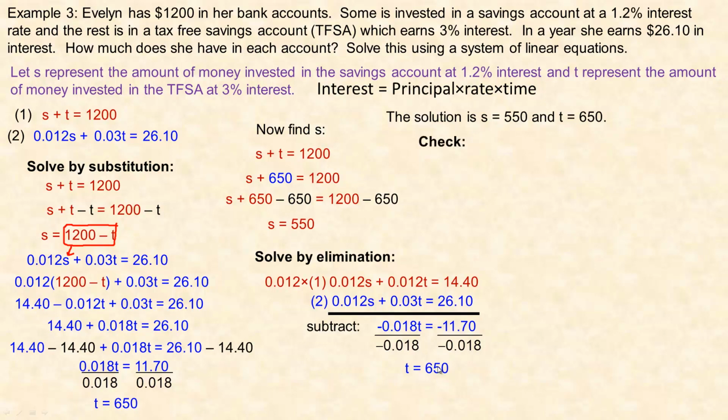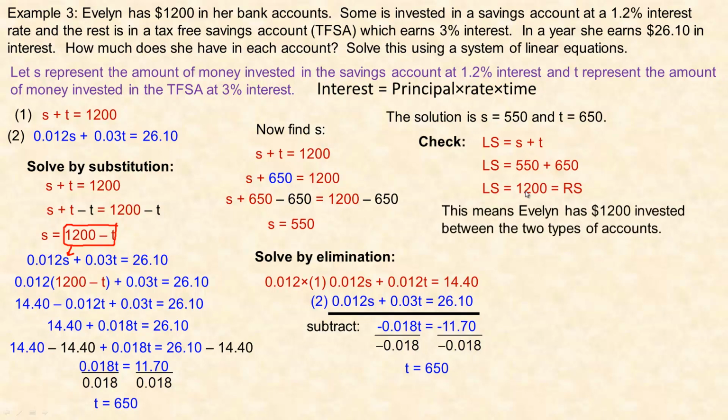So here's the check. So left side, in the first equation, is S plus T. So we're going to put 550 for S and 650 for T. That's what we think our solution is. And those two amounts do add to $1,200, so that means she does have $1,200 invested between the two types of accounts. Second equation is the amount of interest check, basically. So that's the left side right there. So we're going to put, again, 550 for S and 650 for T. And if we multiply these, 0.012 times 550 is 6.6.